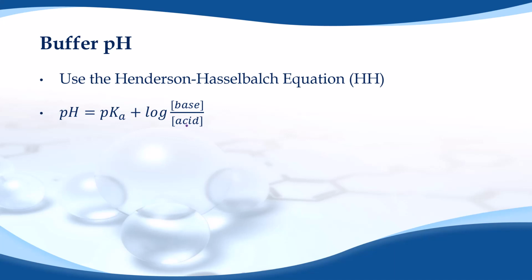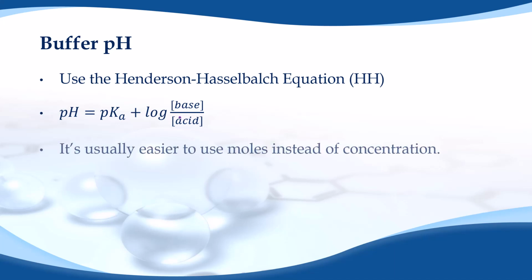There is a shortcut we can use to this, though. Because buffers generally tend to take place in the same solution, the volume of the acidic portion and the basic portion are the same, so they'll cancel out, which means we can generally just use moles or, more commonly, millimoles as our base over acid value.